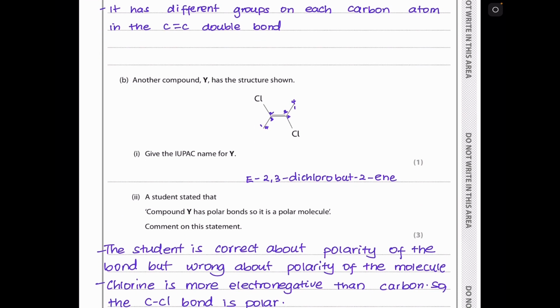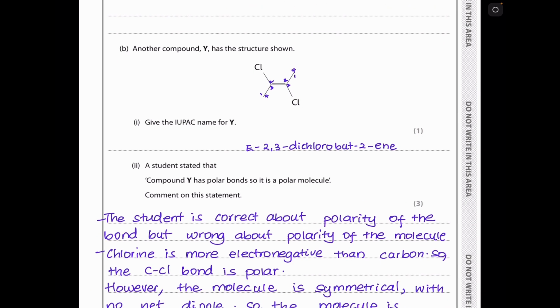In part B, another compound Y has the structure shown, which is this. Give the IUPAC name of Y. To name, you number from left to right and right to left. This is carbon 1, 2, 3, 4, and when I do that, I have a 2 and 3. On the other side, carbon 1, 2, 3, 4, I have a 2 and 3, so it doesn't matter whichever way. However, this is an E isomer because the higher priority groups are on opposite sides. So it's E-2,3-dichlorobutene because the double bond is on carbon 2 either way.